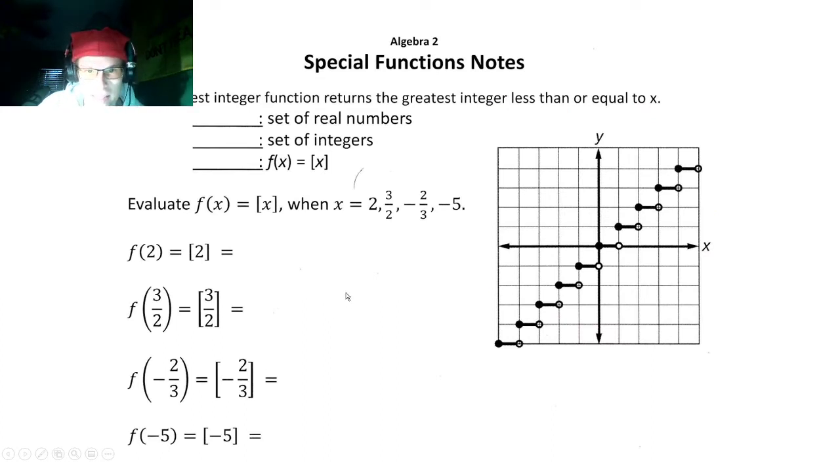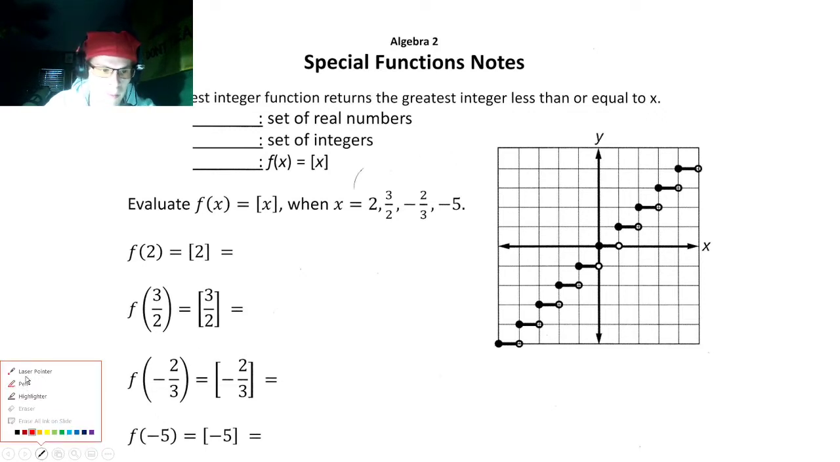All right. Special functions notes. These are from your notes here. This is just reinforcing greatest integer functions because this is a brand new topic to me as well. So explaining it to you, I had to go through quite a bit of things myself. All right. So the greatest integer function returns the greatest integer less than or equal to x. That's what I said back on the previous slide.